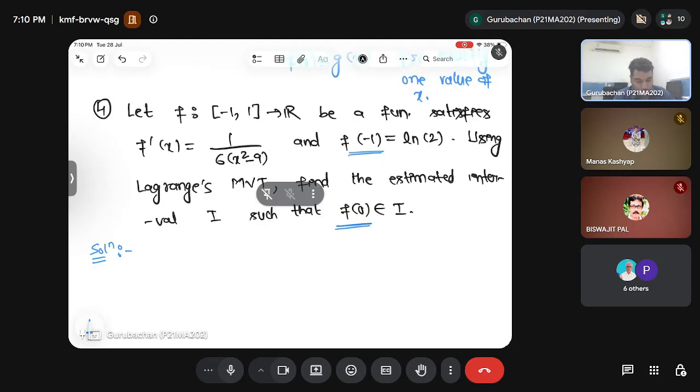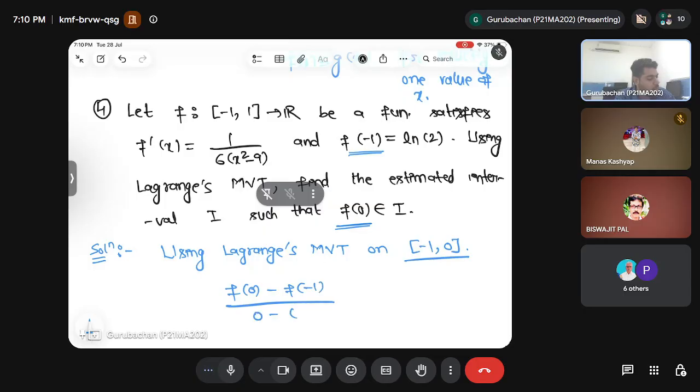Using -1, 1 or -1, 0? -1 to 0, because we want the value at 0. Using Lagrange's mean value theorem on the interval -1 to 0, if we apply it, we have f of 0 minus f of -1, divided by 0 minus -1, equals f dash of some c. Is it the correct output of this theorem?